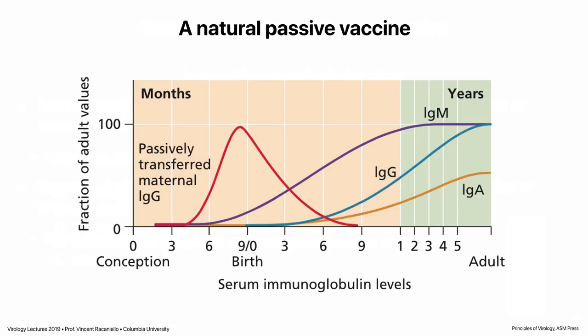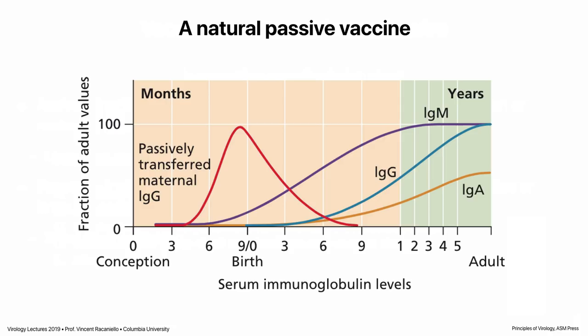As you are developing in utero, here's the fraction of adult values for antibodies, and we're looking at conception through birth through adult years, and you can see that your mother has given you IgG. So at birth, you have that level of IgG in red from your mother. It increases during development, and then you're born. You're separated from your mother, you're no longer getting her IgG, so it goes down. So the red is the maternal IgG. But it protects you for the months until your immune system can kick in.